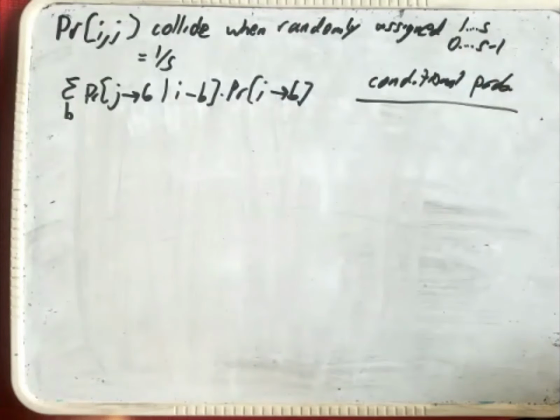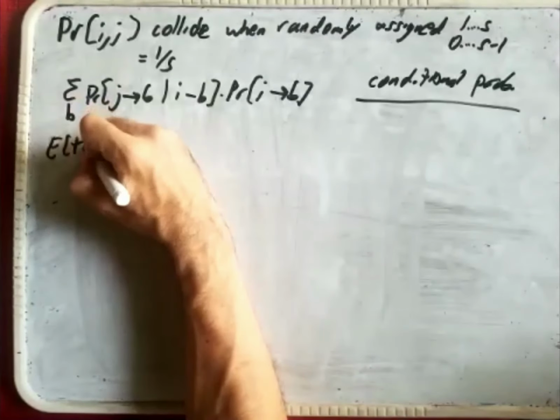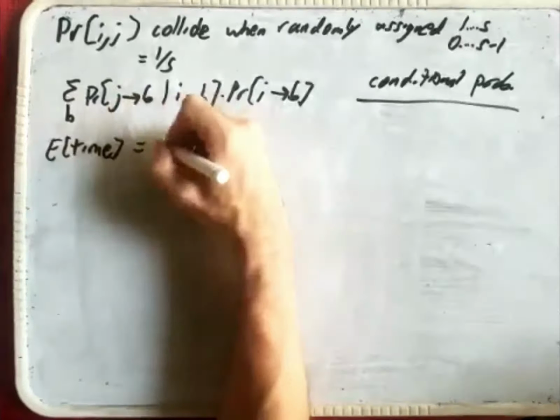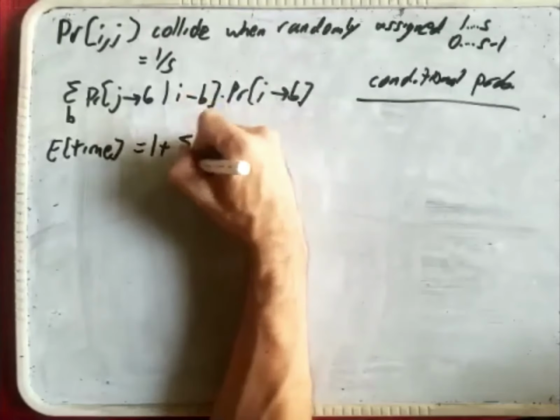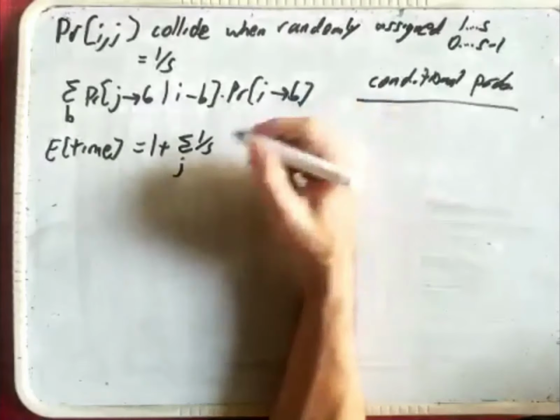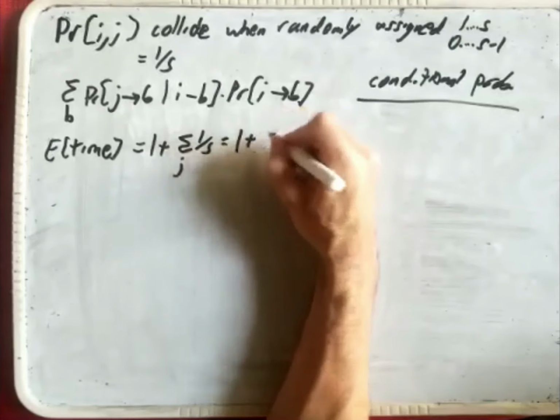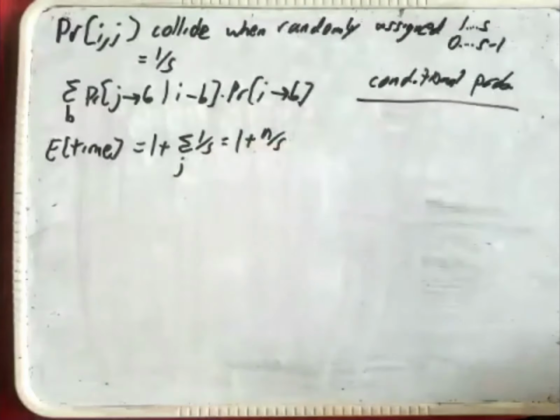Okay. And so that means that the expected time is equal to 1 plus the sum over J of 1 over S. And so now we just have to remember that we're talking about n items. And so this is 1 plus n over S. Okay. Any questions about that?